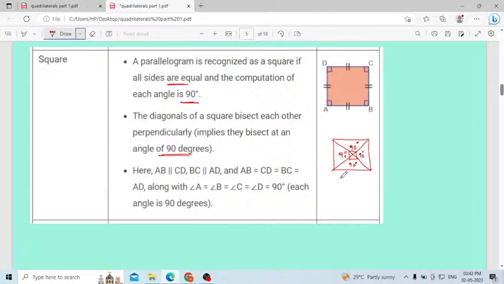Then here also this is A, B, C, D. AB is parallel to CD, then BC is parallel to AD, then AB is equal to BC is equal to CD is equal to DA. All the four sides are equal, correct? Then the measure of each angle will also be 90 degrees. That one you have to remember in the case of a square.